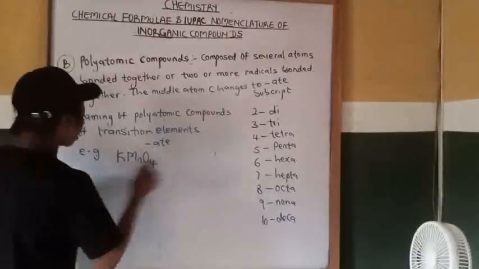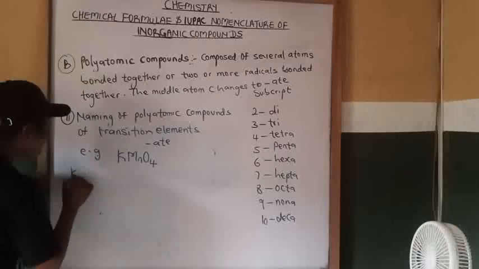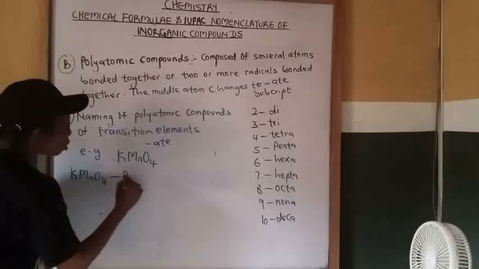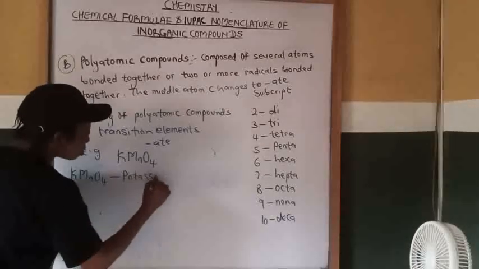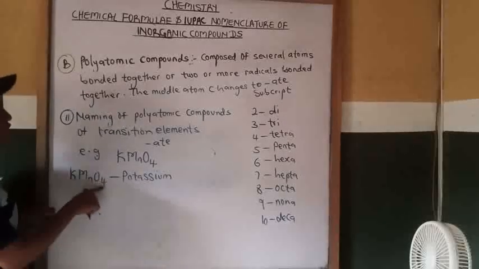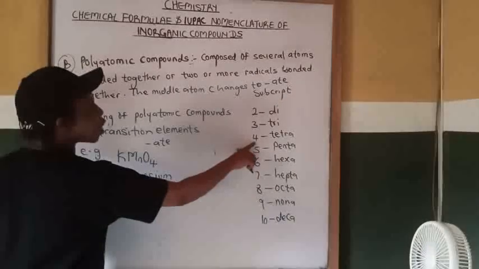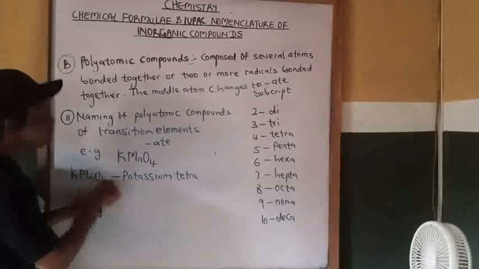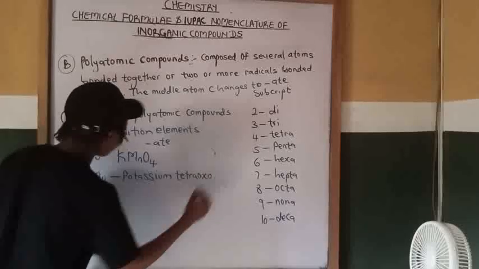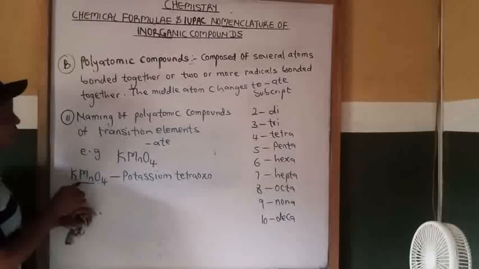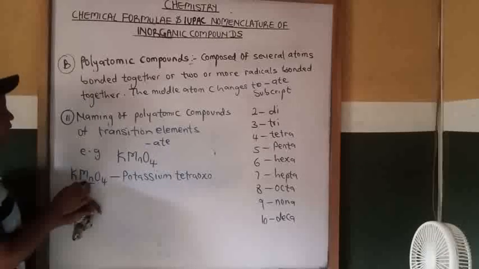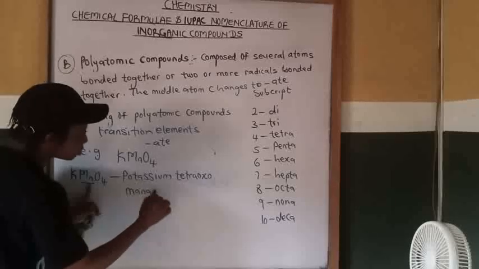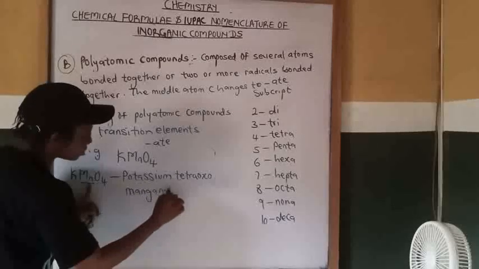So let's name this compound. Potassium first. Then oxygen. How many oxygen? 4. When we have 4, we call it tetra. Then oxygen changes to oxo: tetraoxo. Then the middle atom changes to ate. Manganese will change to manganate.